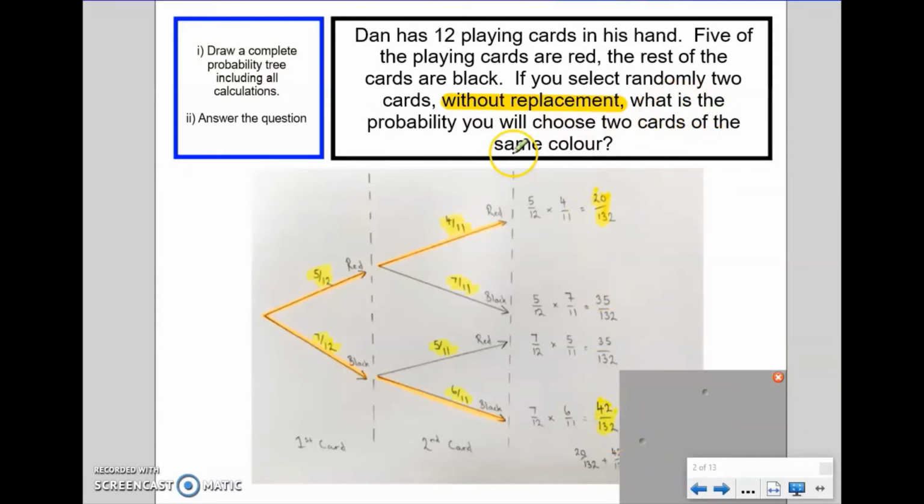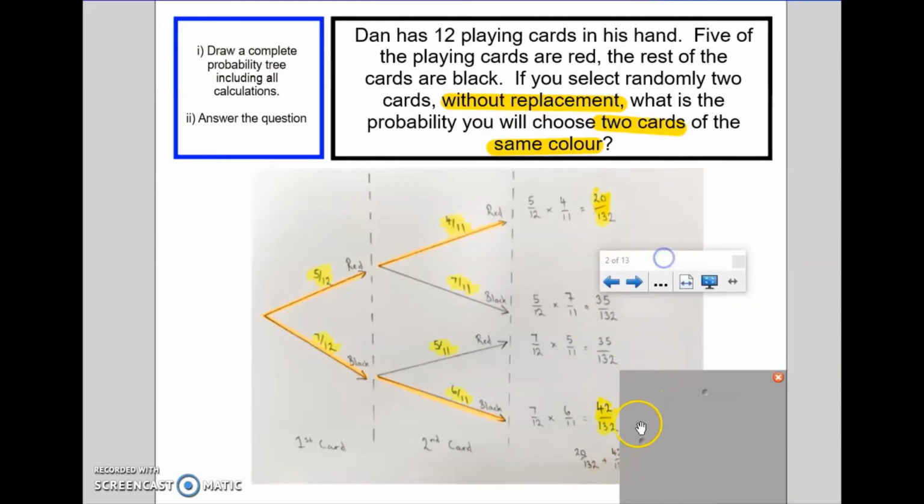Now what the question says is, what is the probability you will choose two cards of the same colour? Two cards of the same colour. So what I'm interested in is choosing a red and a red. So I'm very interested in this probability, but also choosing a black and a black. So I'm also interested in this probability. Again, you can see I've highlighted the two routes I'm interested in on the probability tree. I'm going to take both of my probabilities and add them together to get my final answer. So I've added my probabilities together, 62 out of 132.